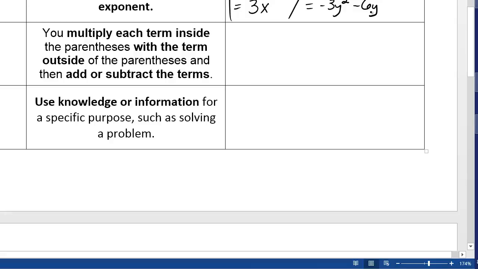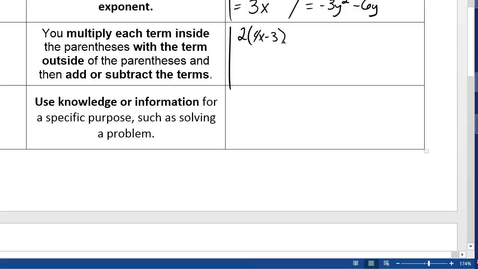Now, the distributive property, my favorite one. You multiply each term inside the parentheses with the term outside of the parentheses, and then add or subtract the terms. So here's some examples. Let's say we have 2 times on the inside 4x minus 3.